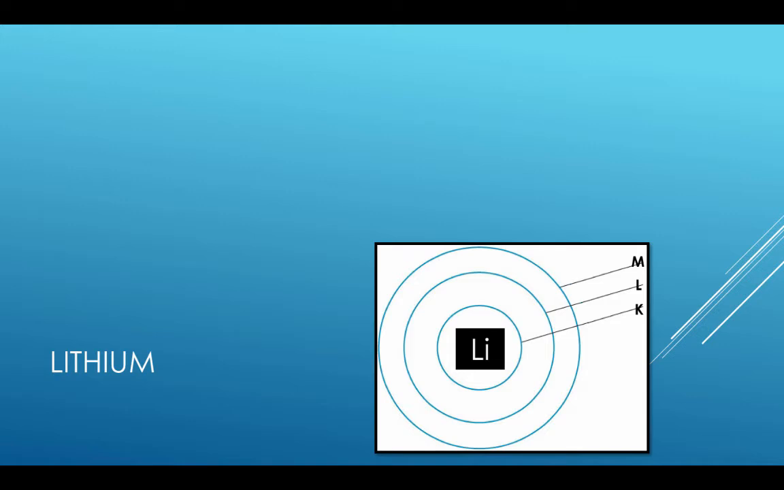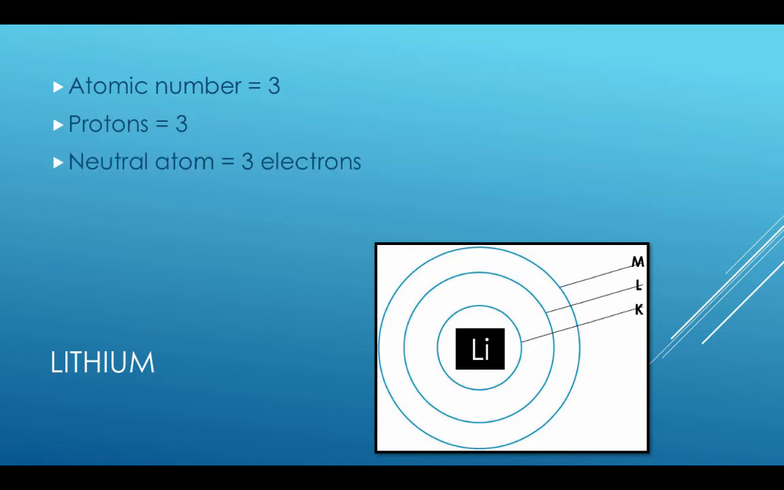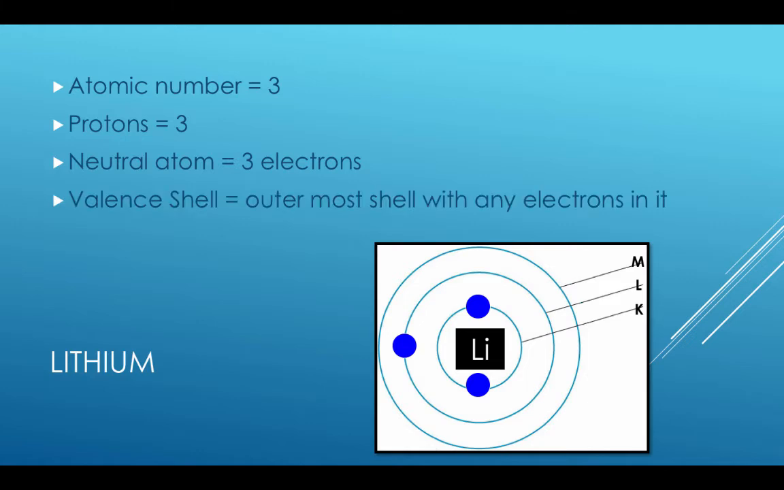Looking at the periodic table, we see lithium has an atomic number of 3, so it has 3 protons. It is neutral, it's elemental, so it has 3 electrons as well. The electrons must go in the K shell first, 1, 2. Remember, it can only hold 2 electrons, so the third electron goes into the L shell. The term valence shell is used for the outermost electron shell with any electrons in it. In this case, it's the L shell with 1 electron.